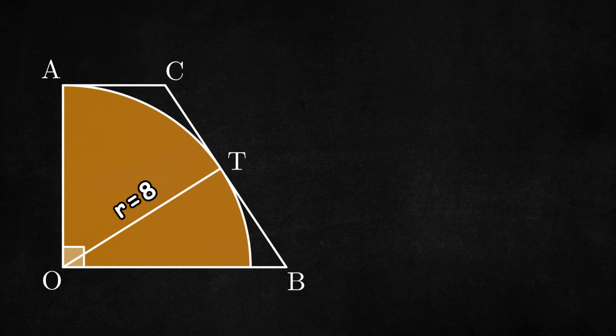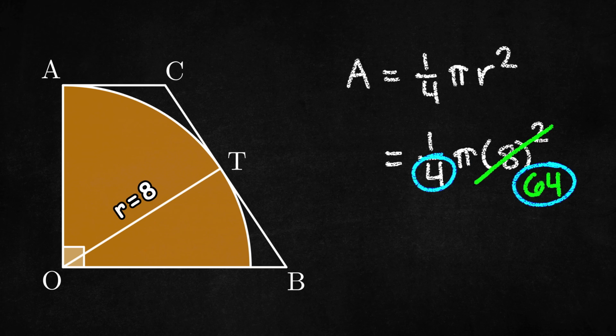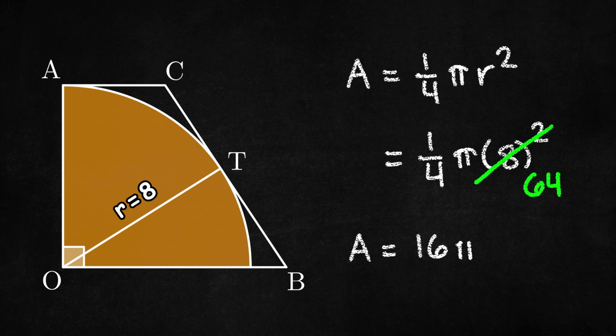Now that we got the radius length, finding the area of the quarter circle is just formality at this point. The area is 1/4 times pi times radius squared. Substitute the radius length, that is 8, into the expression. 8 squared is 64, and 64 divided by 4 is 16. The area of the quarter circle is 16 pi square units.